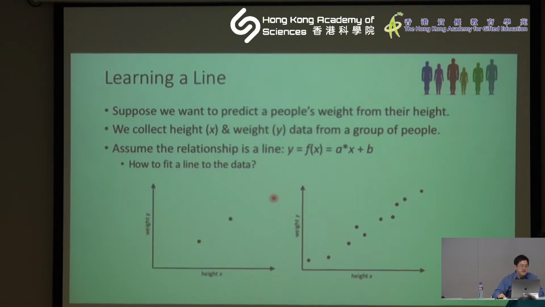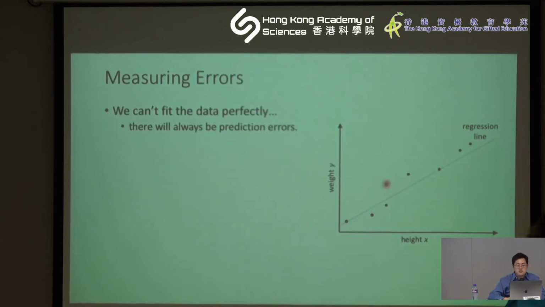Well, if I had 2 points, this would be very easy. You just say 2 points define a line, and I can just draw a line directly through them. But if I have more points, like in this case, and they don't all fall directly on a line, then I have to think of how to do this. So it becomes a little more difficult. We can't fit a line perfectly, and there will always be some error.